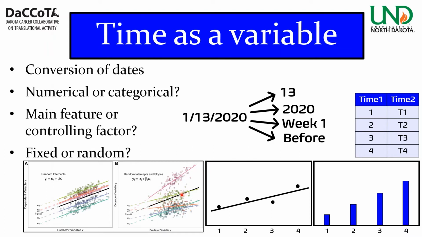You can see here this is random intercepts and slopes, this is just random intercepts. They'll vary across individuals, which usually happens in real life and better captures your data. So there are 4 common considerations with time as a variable.